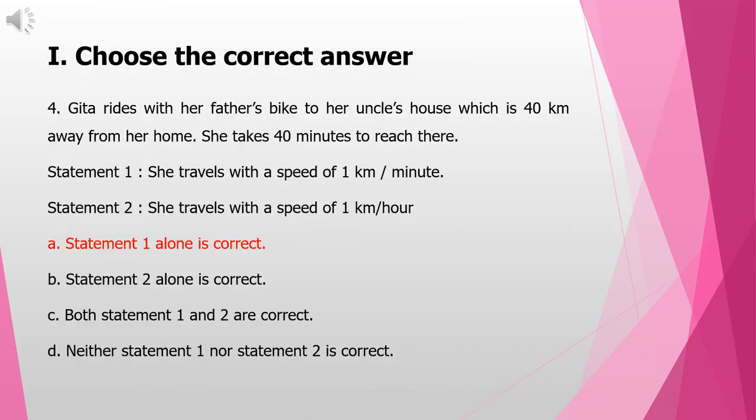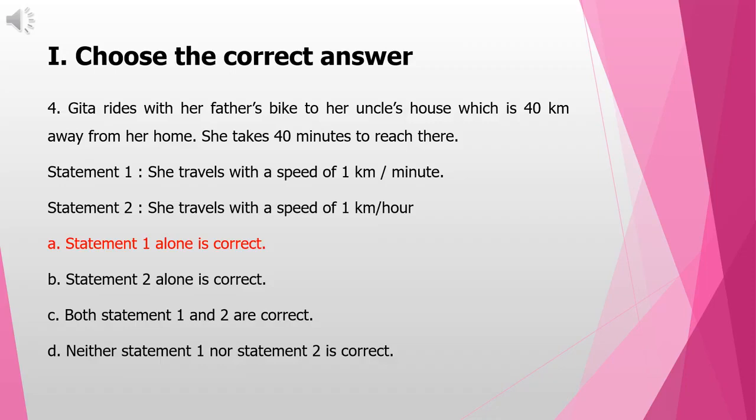Question number 4. Geeta rides with her father's bike to her uncle's house, which is 40 km away from her home. She takes 40 minutes to reach there. Statement 1. She travels with a speed of 1 km per minute. Statement 2. She travels with a speed of 1 km per hour. A. Statement 1 alone is correct. B. Statement 2 alone is correct. C. Both statement 1 and 2 are correct. D. Neither statement 1 nor statement 2 is correct.